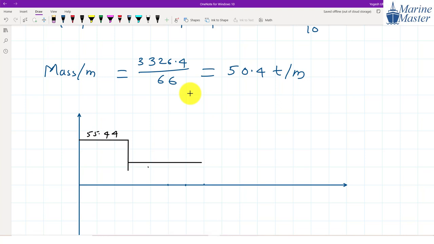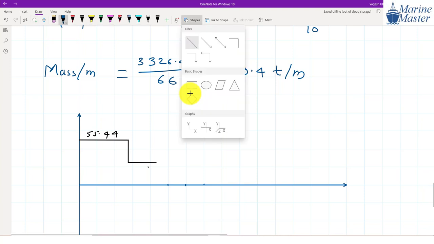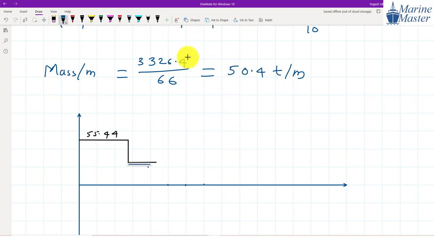What will the next one be, guys, everyone? For the next 10 meters, how much per meter is the buoyancy? Here, if you draw one dotted line from here, one minute, this will be our 28, 0 to 28. Then the next one, 28 to what, guys? If you draw the dotted line from here, this will be our 38.